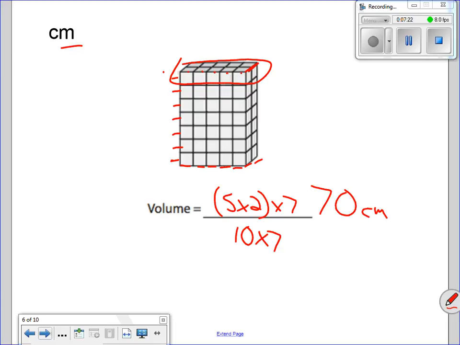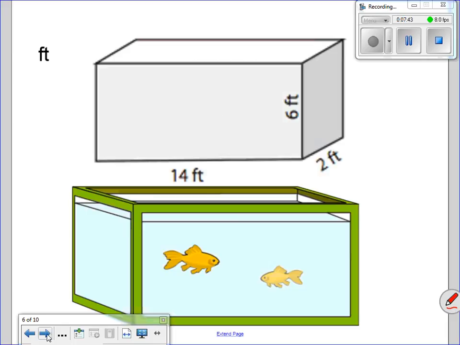Centimeters cubed. Let's take a look. Does this make sense? 1, 2, 3, 4, 5, 6, 7, 8, 9, 10. I have 10 on each layer. If my area of the base is 10, so let's say this bottom layer is a 10, that means I have how many layers of that? 1, 2, 3, 4, 5, 6, 7. 7 layers of 10? Boom, that is correct.